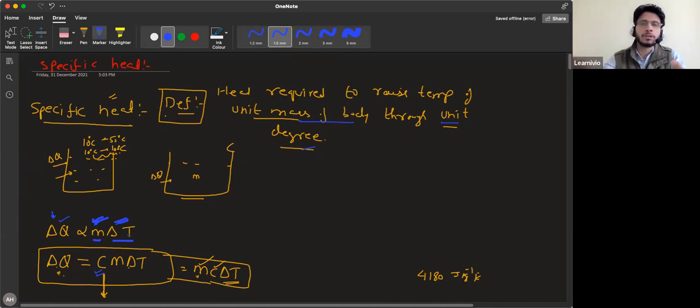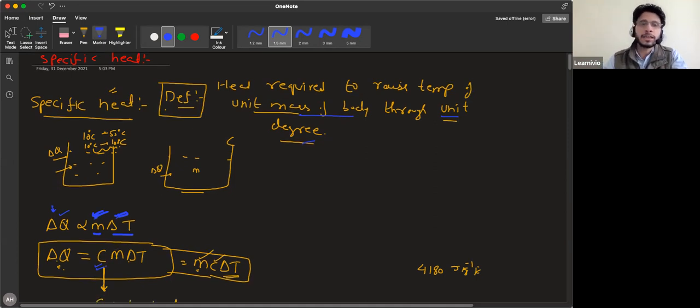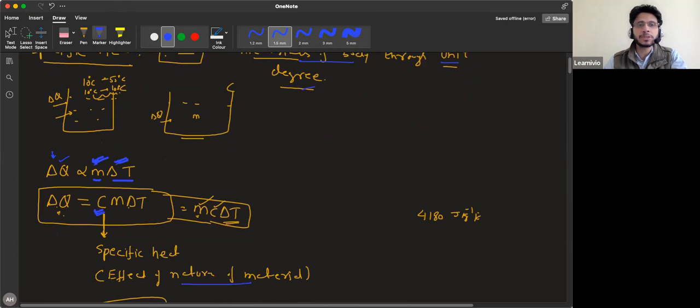I give you two examples. Let's say we have water and we have an iron container. We take the same mass of water and same mass of iron. We provide the same amount of heat to them, but the temperature of iron will change very fast as compared to water. Both have the same masses, you're providing the same amount of heat, still the temperature is changing by different amounts. So the change in temperature will not only depend upon mass, but will also depend upon the nature of material. And the nature of material is the specific heat.